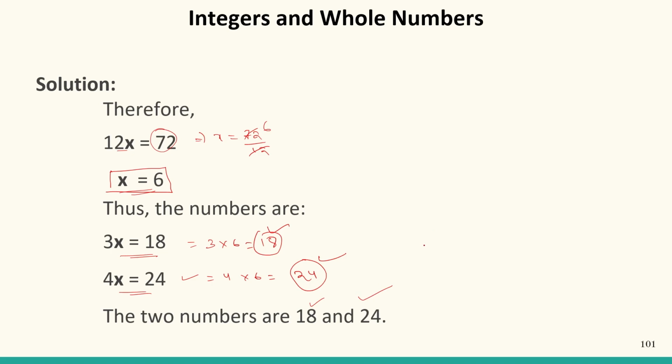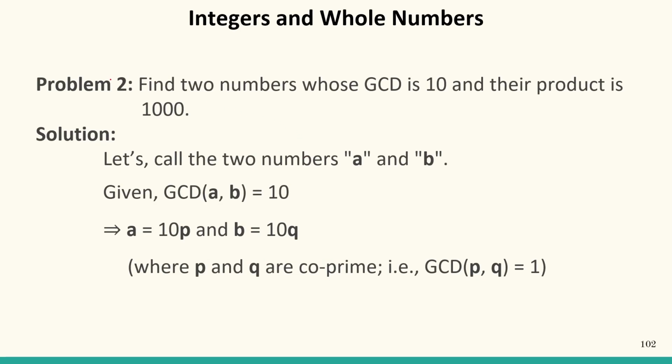Their LCM, according to the question, should be 72. The LCM of 18 and 24 is equal to 72. So let's go forward with problem number 2.